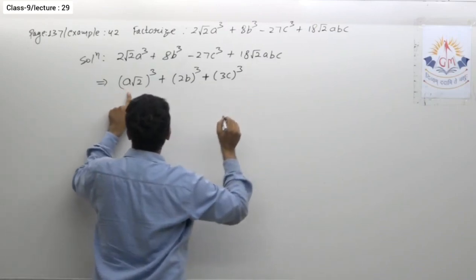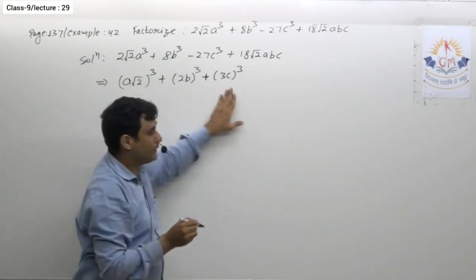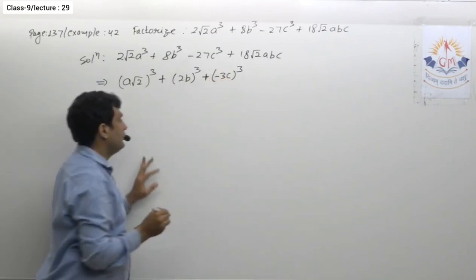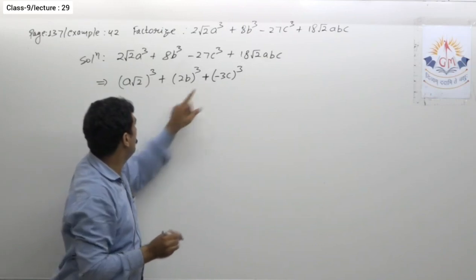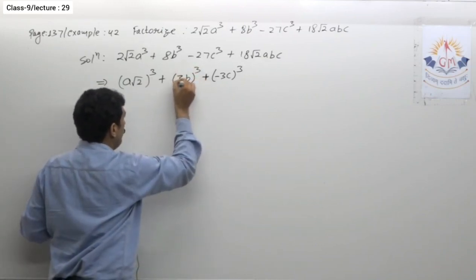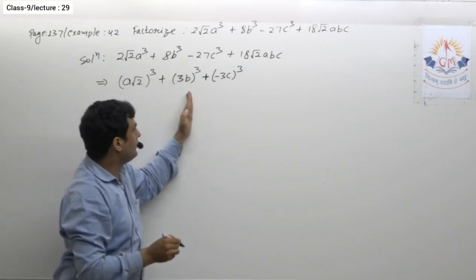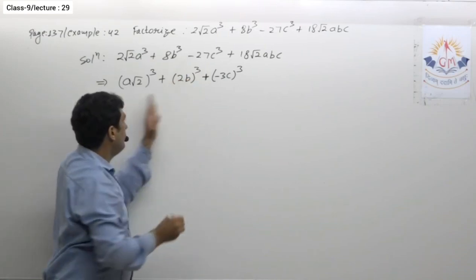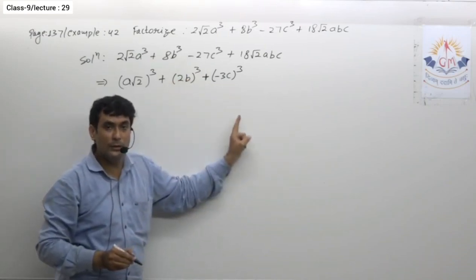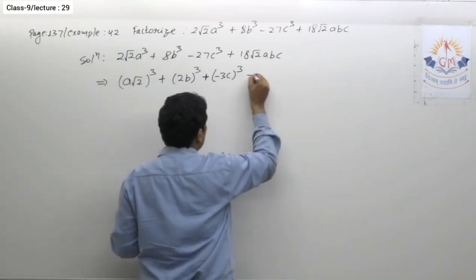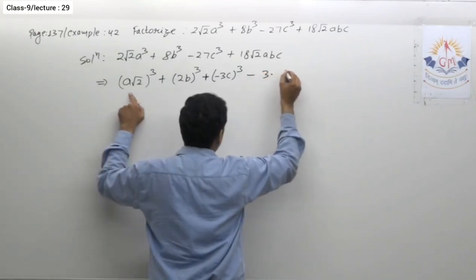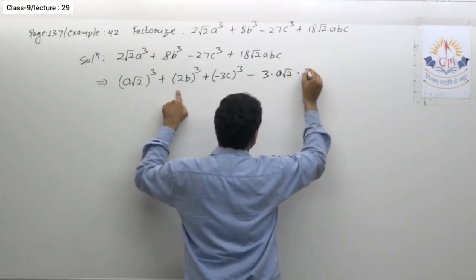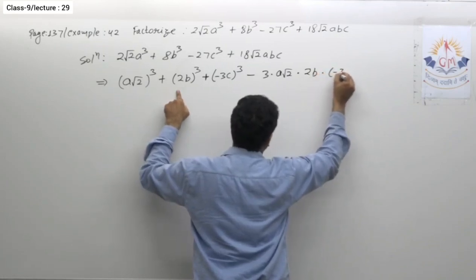Now according to this, it is a cube plus b cube plus c cube. Okay, there is one mistake, here it should be minus sign, and here it should be 3, not 2. Now this is a cube plus b cube, it was right, it is 2b. Now according to these, the next term should be minus 3 into a, that is a root 2, b, that is 2b, into c, that is minus 3c.